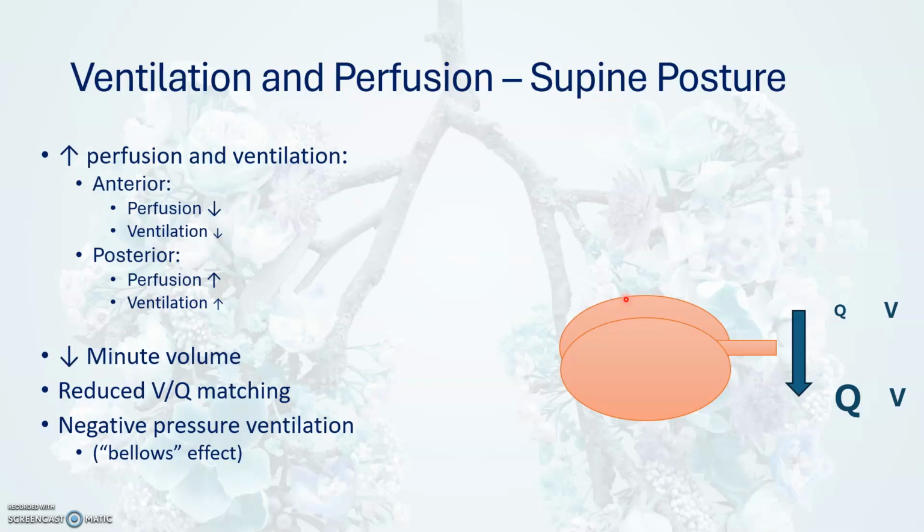If you think about this, what that means is that there is more mismatch of ventilation and perfusion because there's less variation in ventilation in the supine lung, but there's still a variation from the anterior part of the lung to the posterior part of the lung in the supine patient. So there's an increase in ventilation perfusion mismatch in the supine patient. Adding to that, the minute volume is decreased in the supine patient.